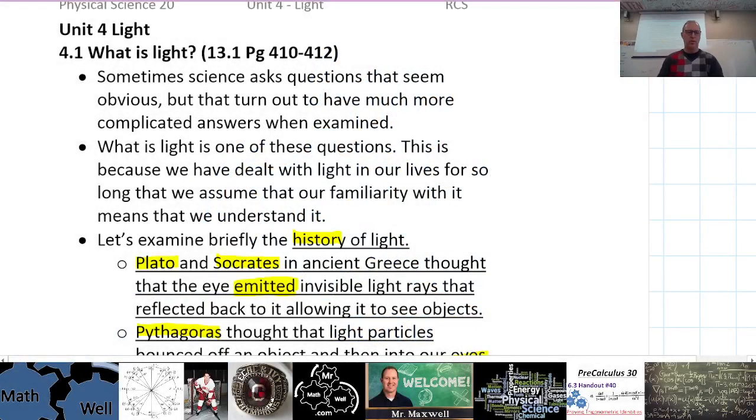All right, Unit 4, what is light? We're in Chapter 13. 13 is the start of the new unit, and of course we were talking about waves and sound in our last unit. We're talking about light here.